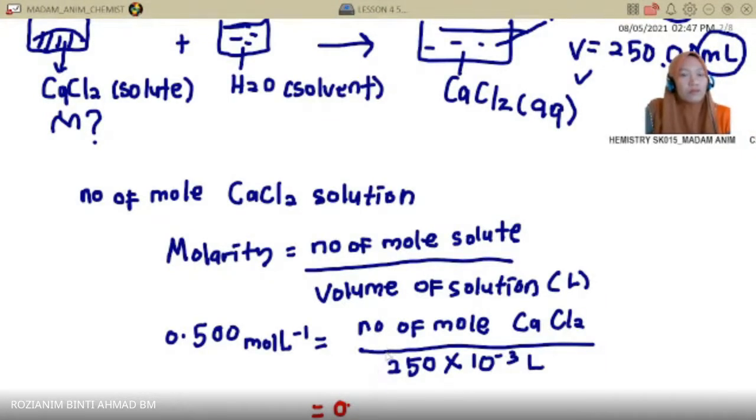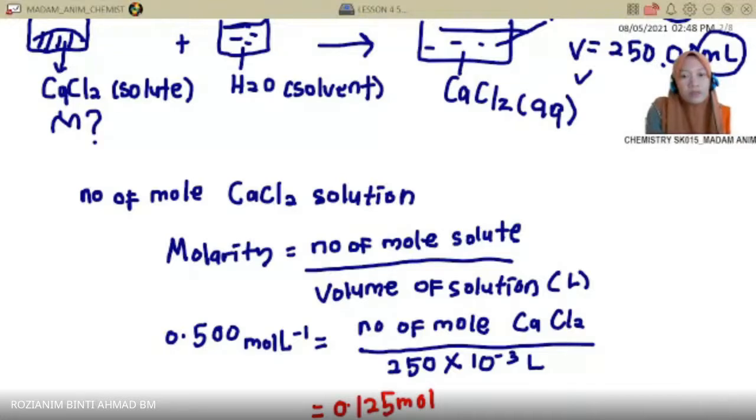So careful. We have the concentration here 0.5. And then we have the volume 215. You dapat 0.125. Okay, betul. 0.125 mole. Okay, so this belongs to the mole of calcium chloride.